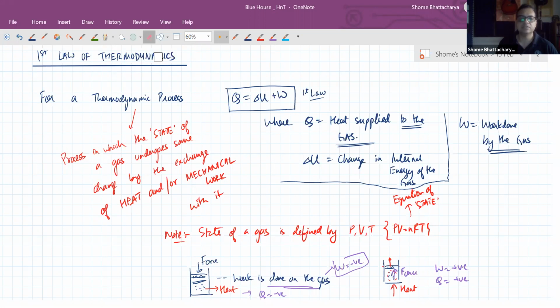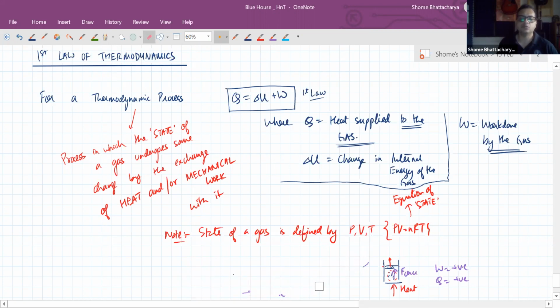And internal energy, we've understood by the kinetic theory of gases earlier, depends on the state of the gas: the pressure, volume, number of moles, temperature, etc. We have already seen one formula. So next time onwards, we'll start looking at applications of this.